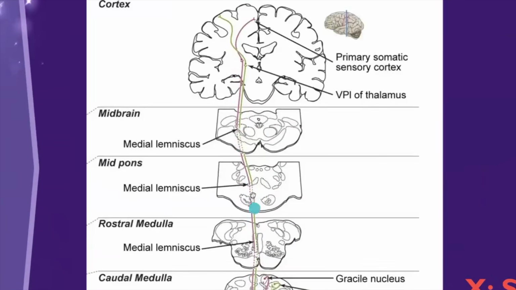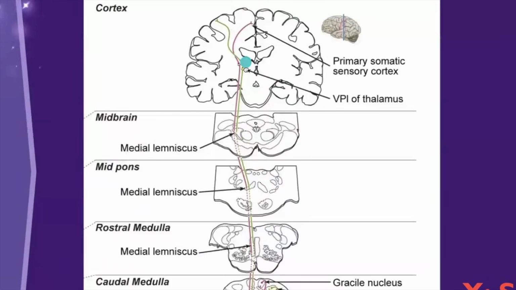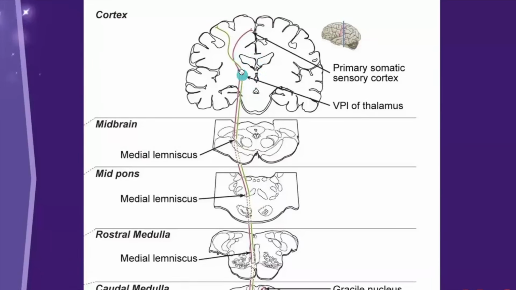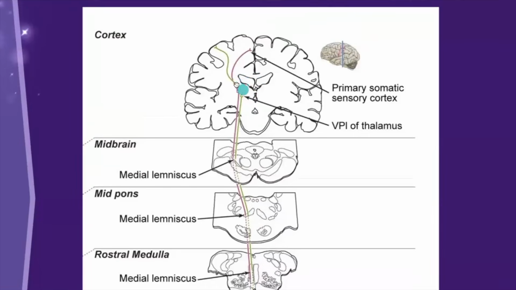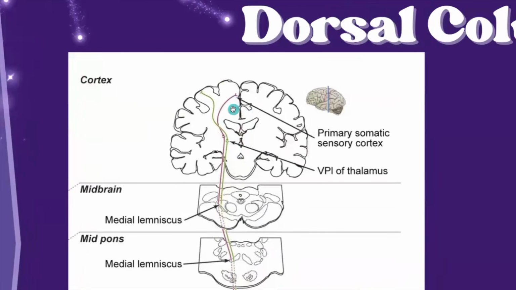It goes all the way up until it gets to the VPL of the thalamus, the ventroposterior lateral thalamic nucleus. What are you going to find there? You're going to find the cell body of the third order neuron. The axons of the third order neuron will then go all the way up to the somatosensory cortex, or the postcentral gyrus, in order to relay the sensation.